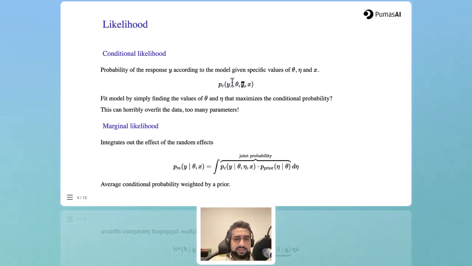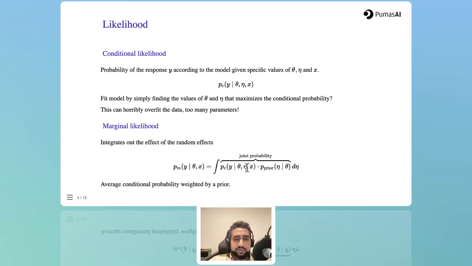And again, think of this as a specific individual. So this is actually eta i, this is actually x i, but we're talking about a specific individual now, just zooming in. And so the conditional likelihood is the likelihood of the pair of parameters theta and eta. So the pair of parameters, the population level parameters, and the random effects for that specific individual.